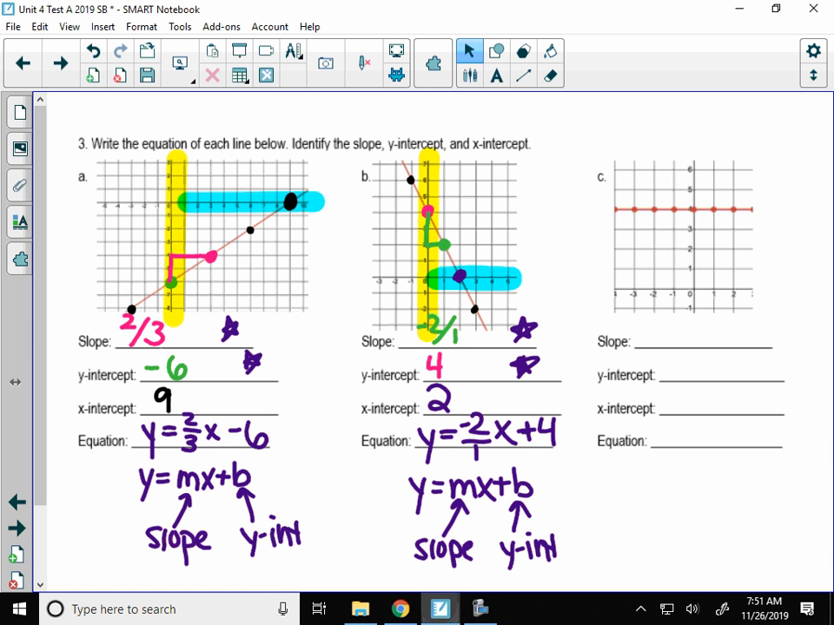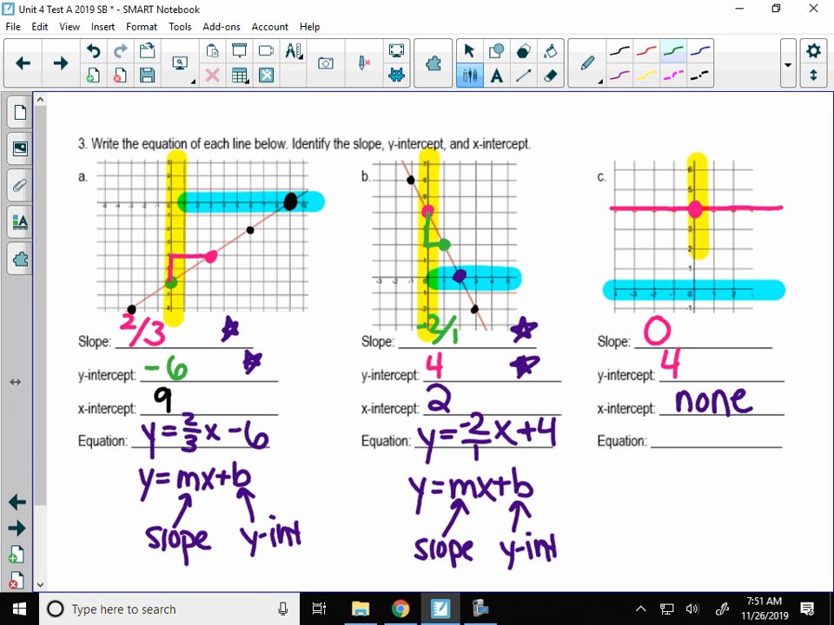Lastly, I have a graph at C. It's a horizontal line. So the slope of this horizontal line, remember slope due to skiing on this flat ground, and he said this is 0 fun. So the slope of a horizontal line is 0. The y-intercept is where you cross the y-axis. Right there. That happens at the point of 4. Now the question is, do you ever cross the x-axis here? The answer is no. So there is no x-intercept.